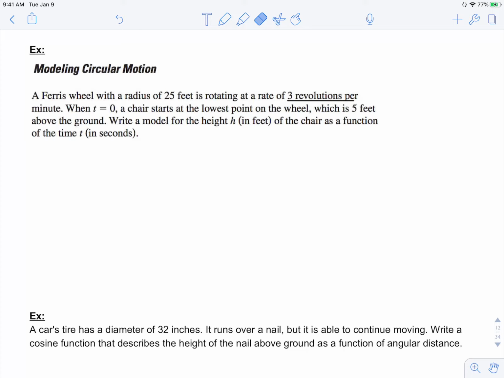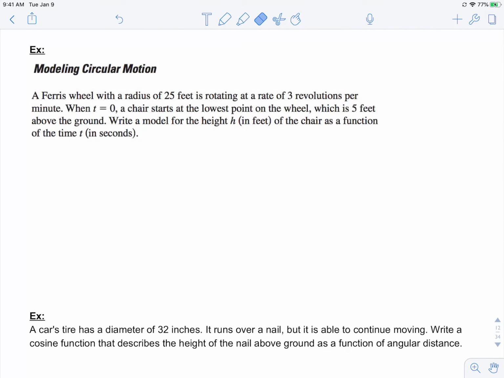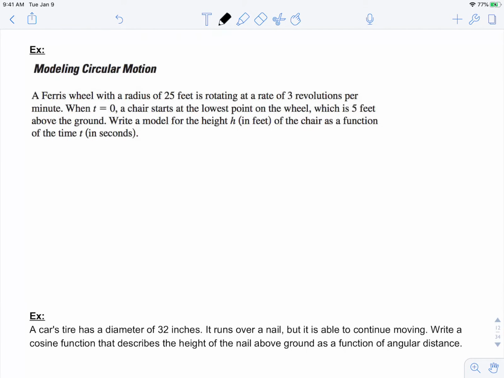A Ferris wheel with a radius of 25 feet is rotating at a rate of 3 revolutions per minute. When t equals 0, a chair sits at the lowest point on the wheel, which is 5 feet above the ground. Write a model for height h in feet of the chair as a function of time, t in seconds. So let's visualize what's going on.